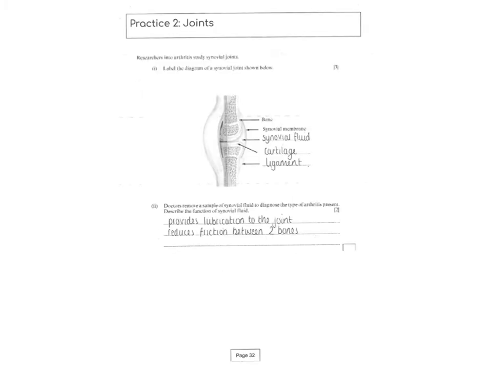Question 2 on joints. Researchers into arthritis studies synovial joints. Label the diagram of a synovial joint shown below. So we have the synovial fluid, our cartilage and then our ligaments. Doctors remove a sample of synovial fluid to diagnose a type of arthritis present. Describe the function of the synovial fluid. Synovial fluid provides lubrication to the joint as it reduces friction between the two bones rubbing against each other.